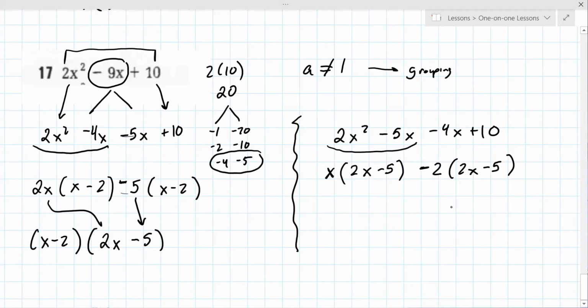Negative 2. And then I mentioned this over here on the left. You take this 2x minus 5, 2x minus 5, and you write it out front, and then you bring the other ones, x minus 2. These come down. And I ask you now, are these the same? Yeah. They're just in a different order. So it doesn't matter which order you do them in.